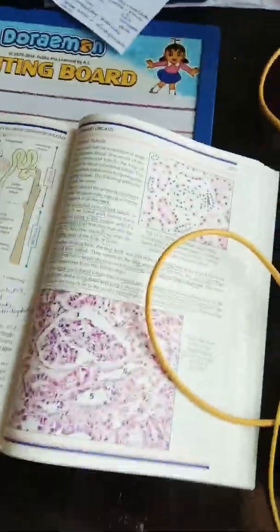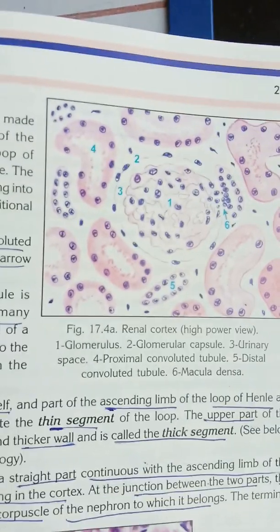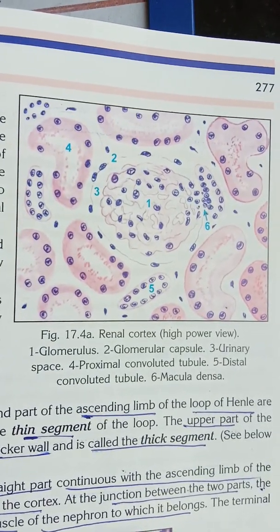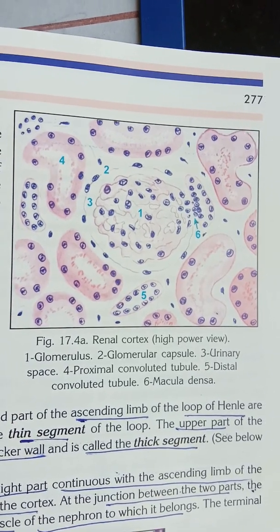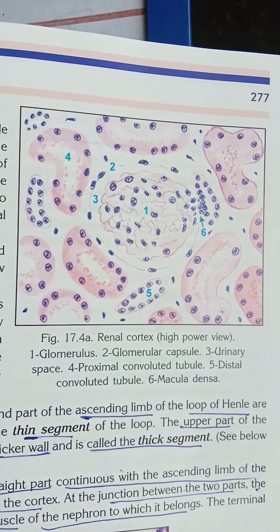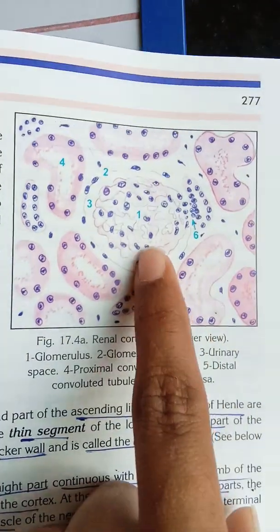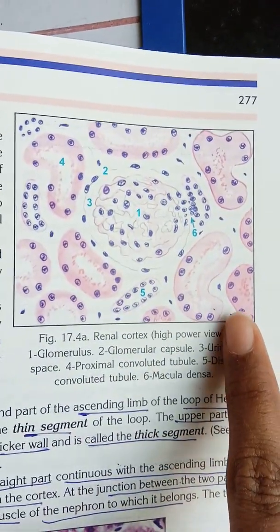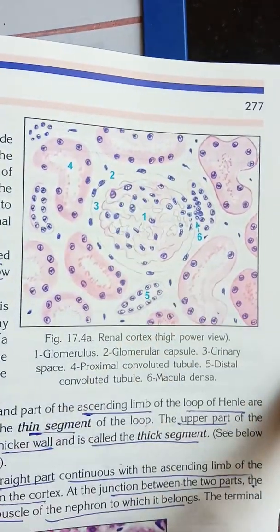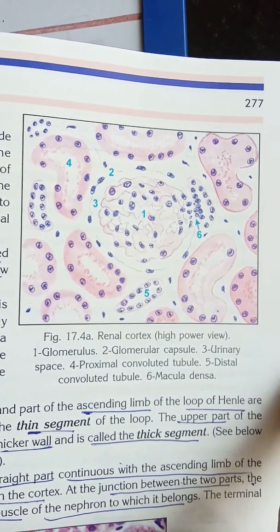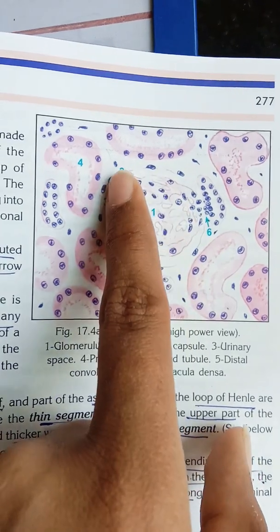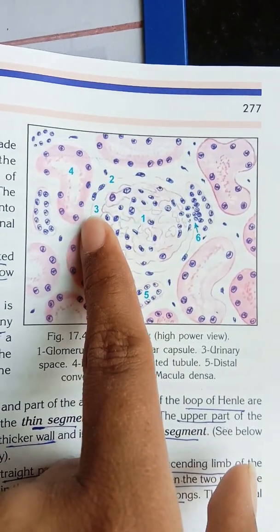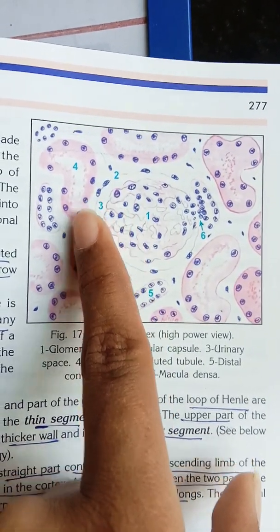Now let us check out the diagrams in detail. Here we can see the renal cortex. We know we have an inner medulla and an outer cortex, right? In a high power view of the renal cortex, the first one is the glomerular capillaries, the second is the glomerular capsule, that is Bowman's capsule, and the third is the urinary space. As you remember, the urinary space is between the two layers, the outer layer and the inner layer. This urinary space continues with the PCT.